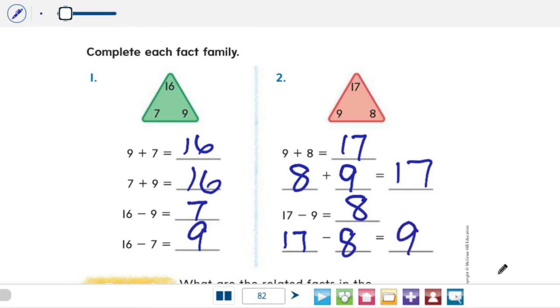Okay. Again, I want to double check. I used 17 minus 9, and then did I use a different problem? 17 minus 8. That's different. So I know that I've got my different fact family problems here. All right. Well, let's go ahead and turn to the page.